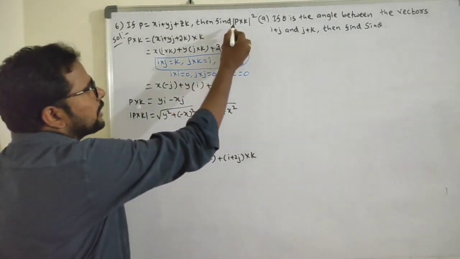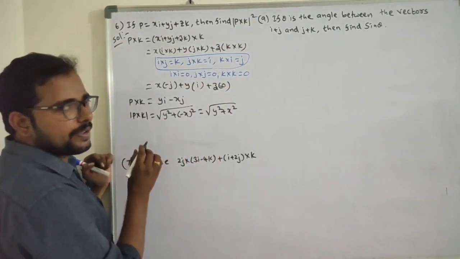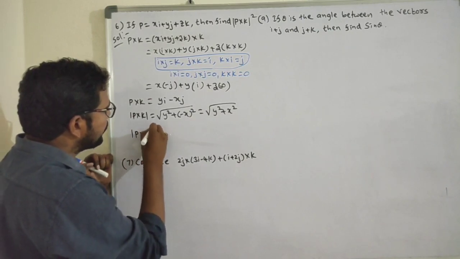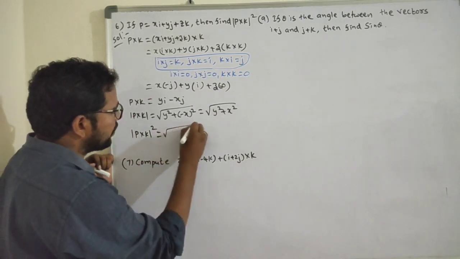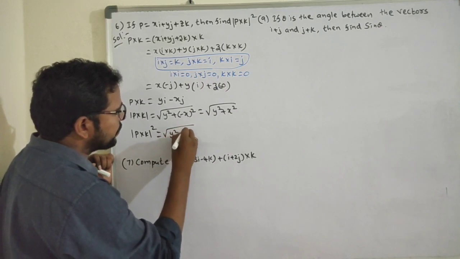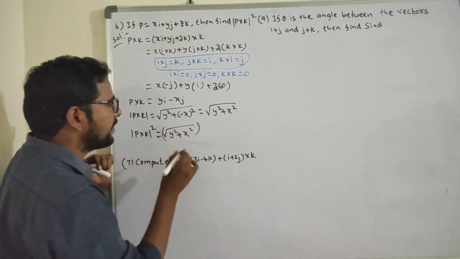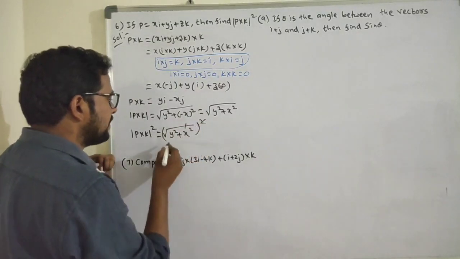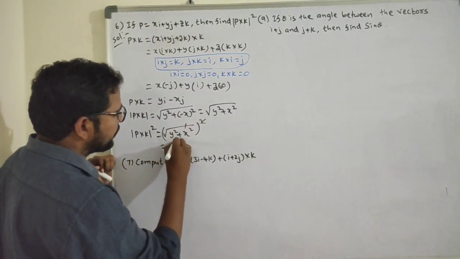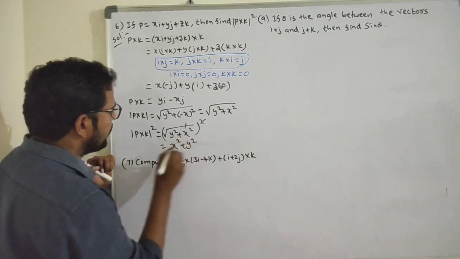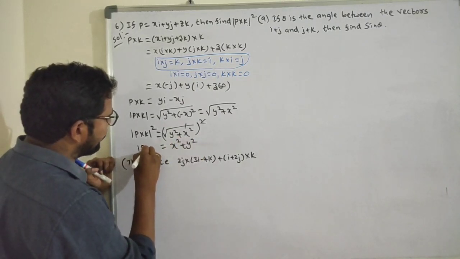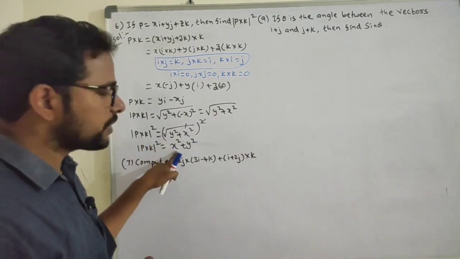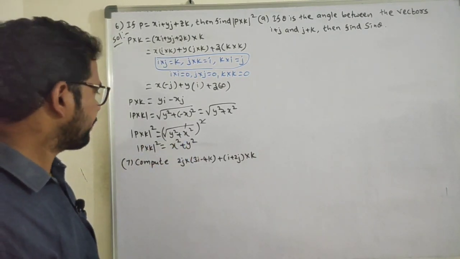Now we have to find modulus p cross k whole square, so do squaring on both the sides. Modulus p cross k whole square is equals to, what is the value? Under root of y square plus x square whole square. The square and root will get cancelled. What is the remaining? X square plus y square. This is the value of modulus p cross k whole square: x square plus y square.